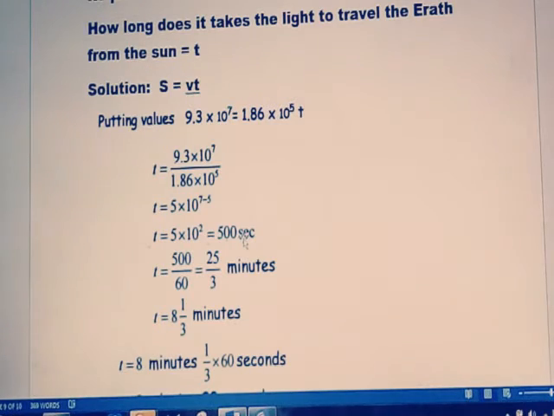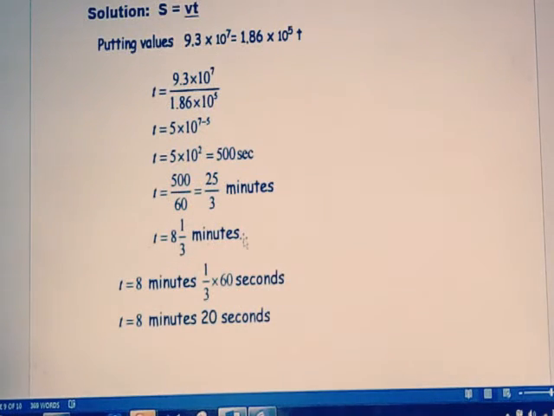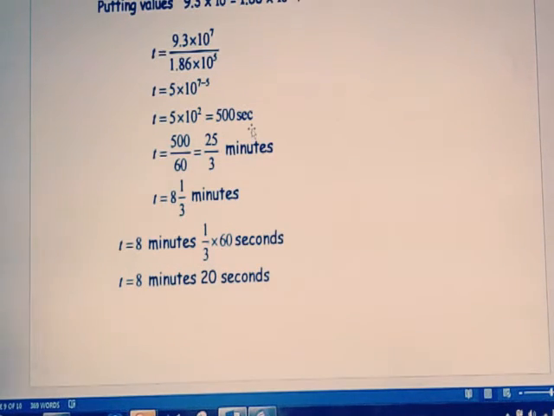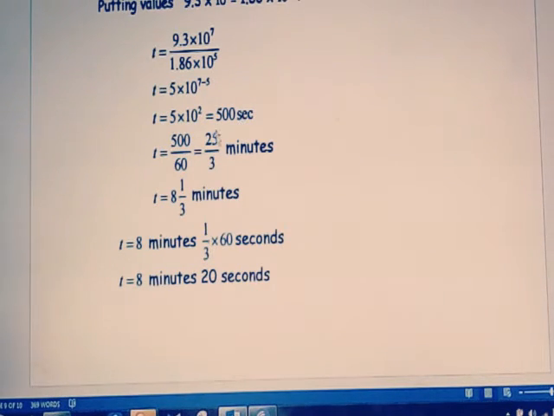So now converting this time into minutes, you know that 1 second is equal to 1 by 60 minutes, or 1 minute is equal to 60 seconds. So 1 second is equal to 1 divided by 60 minutes. So to convert this into minutes, we divide by 60. So 500 divided by 60 minutes. By cancellation we get 25 divided by 3 minutes.